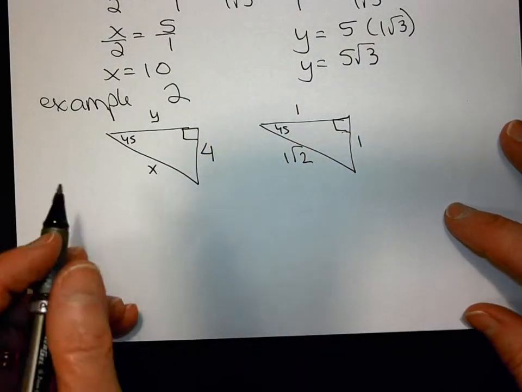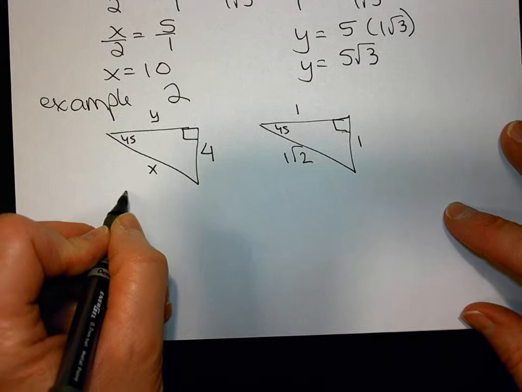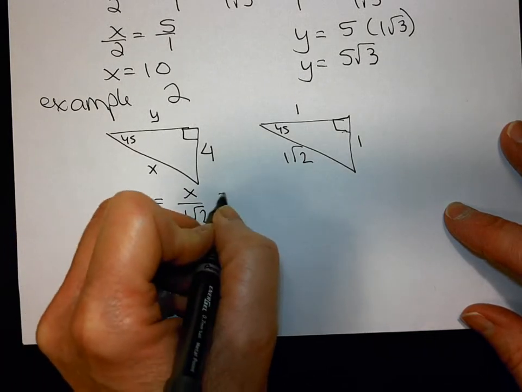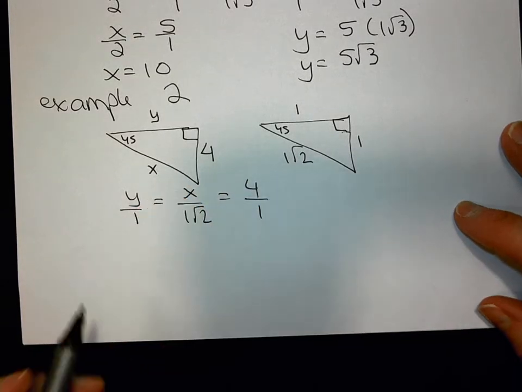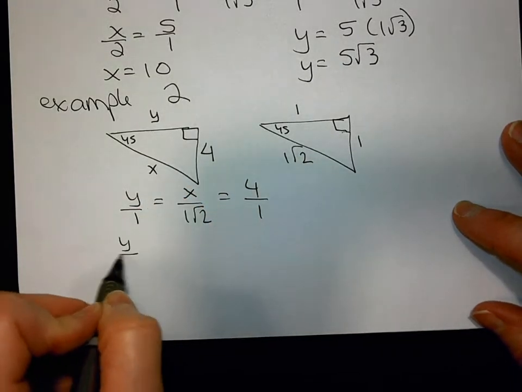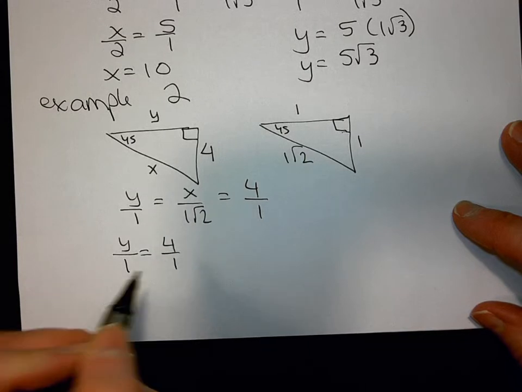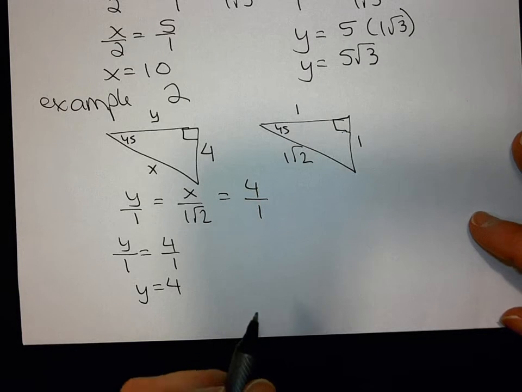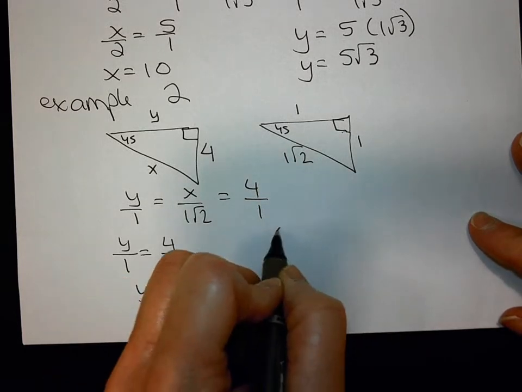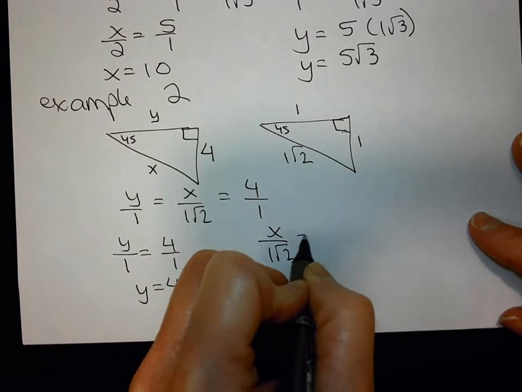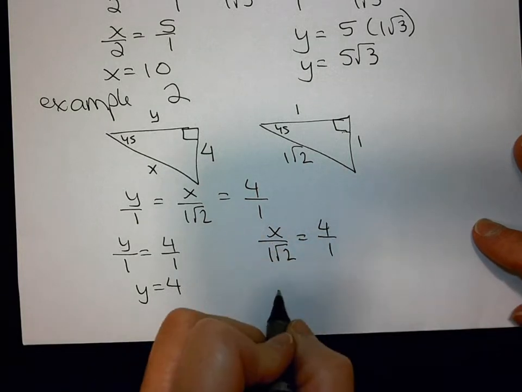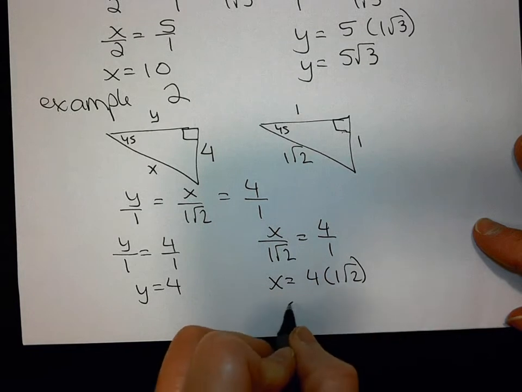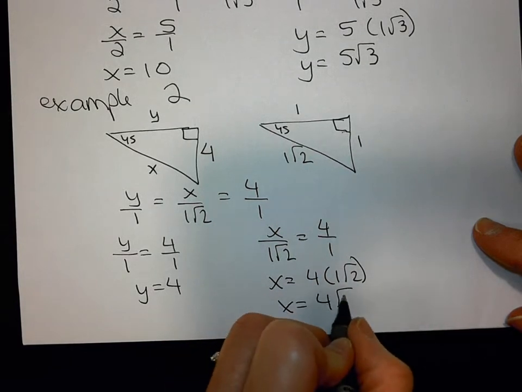Okay, so I set up my two ratios. So y over 1, x over 1 square root of 2, and 4 over 1. Okay, we solve. Y over 1 is 4 over 1, so y is 4. Again, if you just see the pattern, you can do that one just with the pattern. X over 1 square root of 2 is 4 over 1. X is going to be 4 times 1 square root of 2, or 4 square roots of 2.